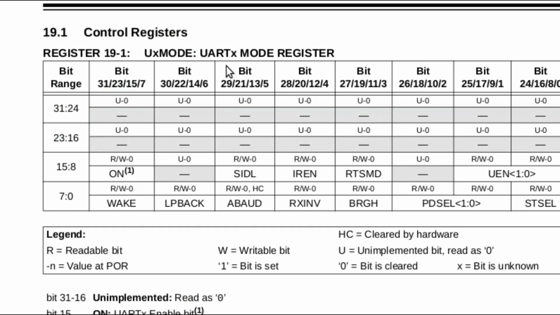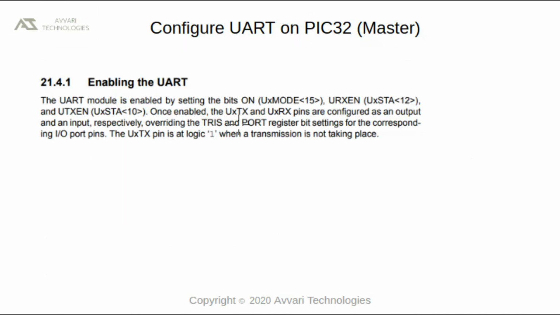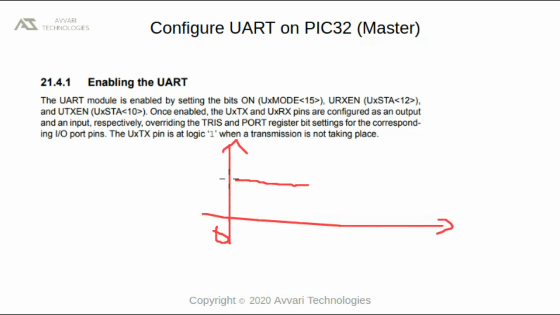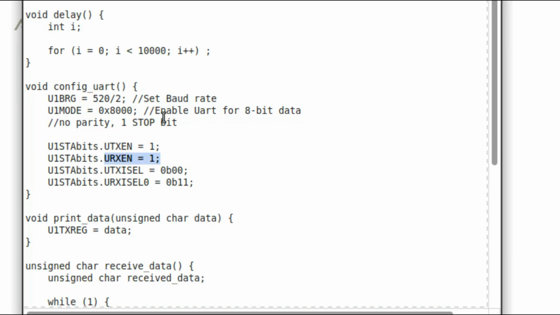Here we can see in the UxMODE register, the 15th bit is the UART enable bit. You need to enable this bit in order to enable the UART. Once enabled, UxTX and UxRX pins are configured as output and input. Output is for transmission and input is for reception. The UxTX pin is at logic 1 when transmission is not taking place. That is, the idle state of UART is logic high. This is pretty much what we needed for the configuration.